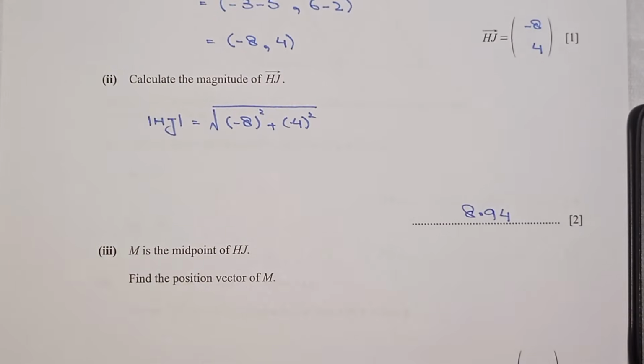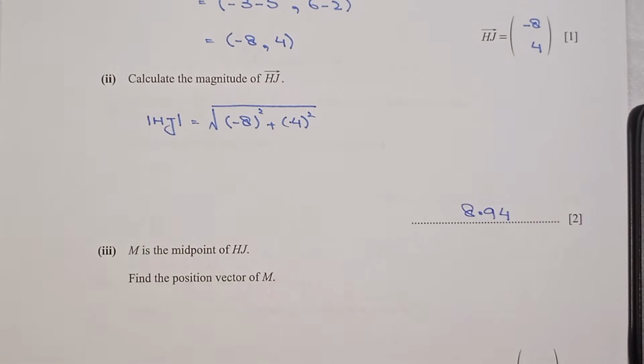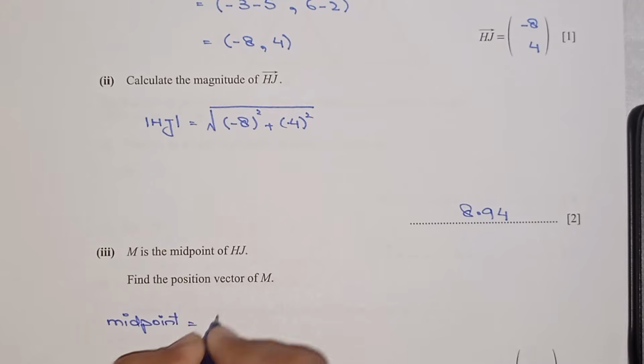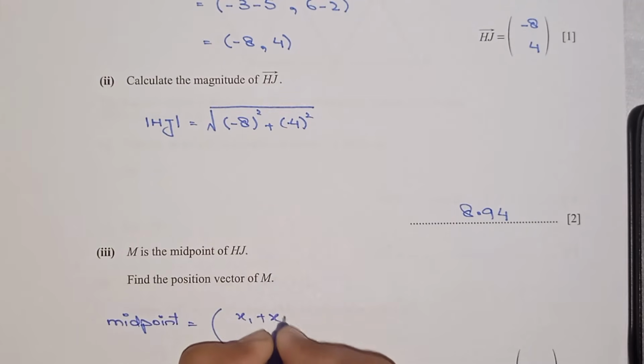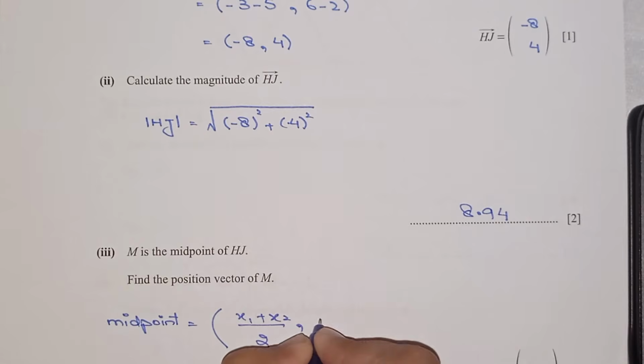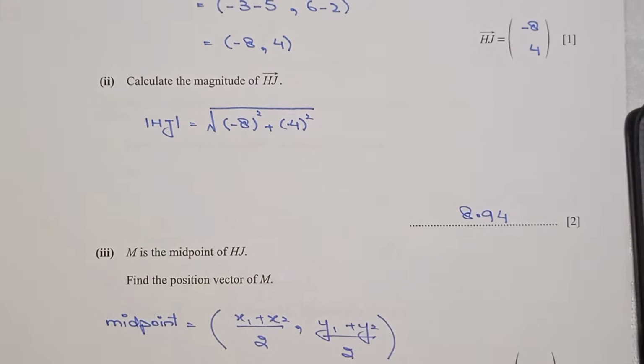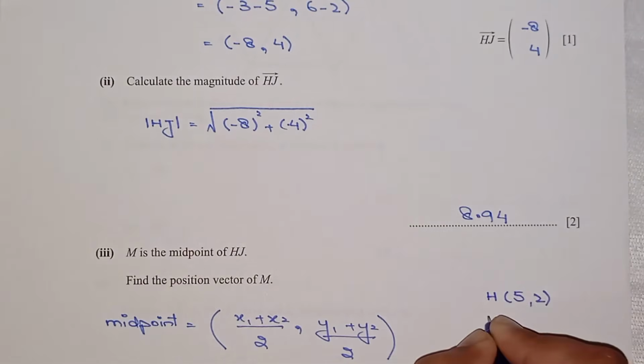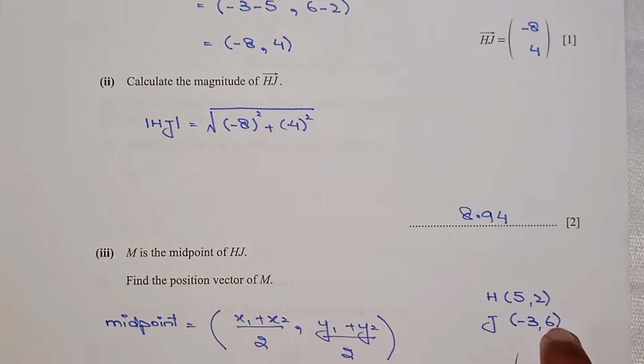Now for the third part, M is the midpoint of HJ. Find the position vector of M. So the midpoint is (x1 plus x2) divided by 2, (y1 plus y2) divided by 2. So we have the components of HJ. So H is (5, 2) and J is (-3, 6). x1, y1, x2, y2, right?